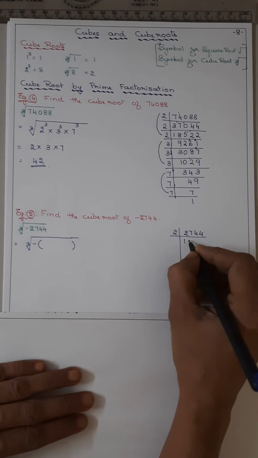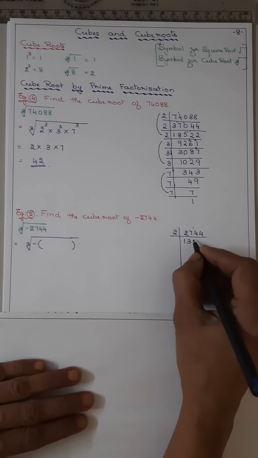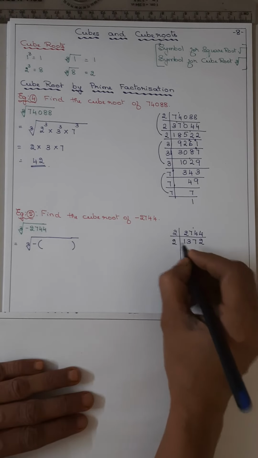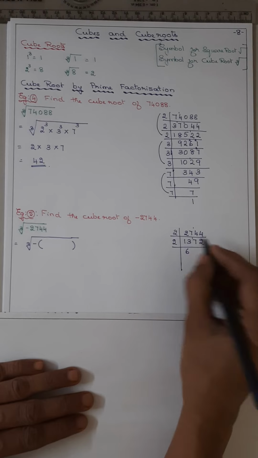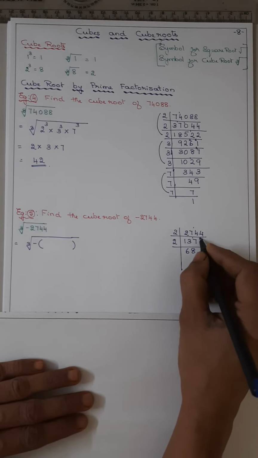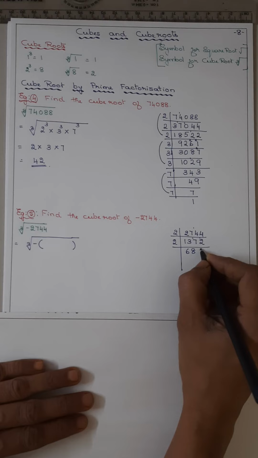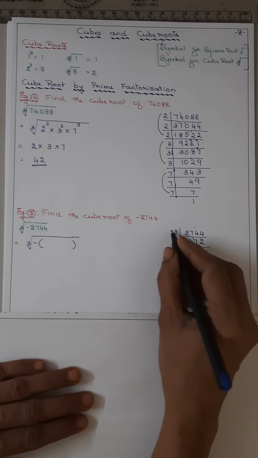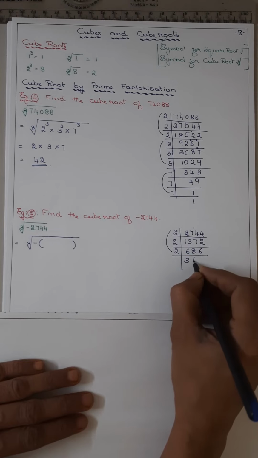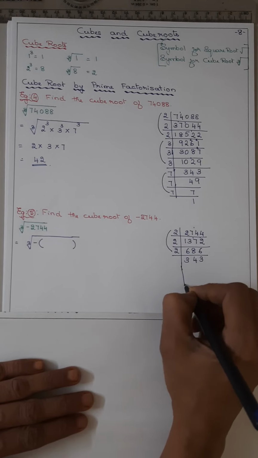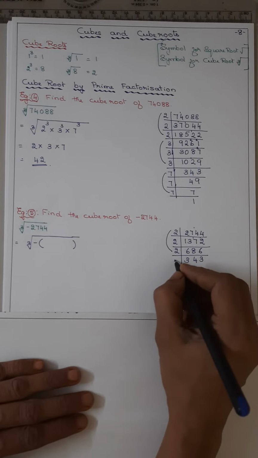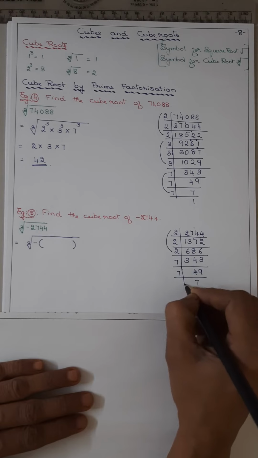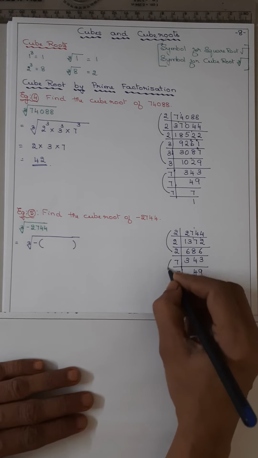2 1s are 2, 2 3s are 6, 1 remains. 2 7s are 14, 2 2s are again, 2 6s are 12, 1 remains. 2 8s are 16, 1 remains. 2 6s are 12. Again by 2. 2 3s are 6, 2 4s are 8, 2 3s are 6. It is 343, 7 49s are 7, 7 7s are 7, 1.